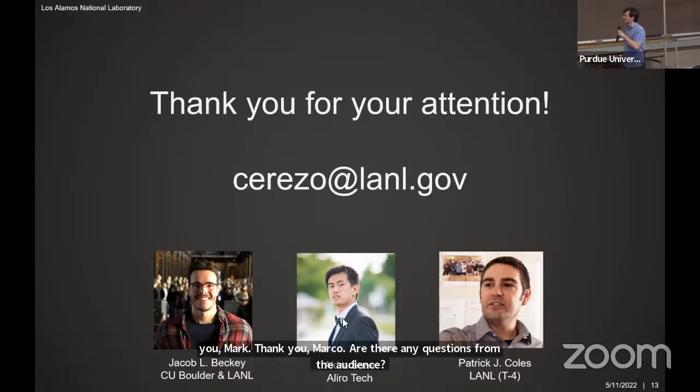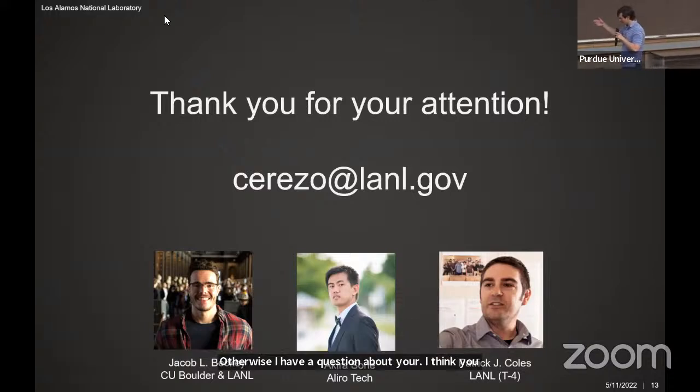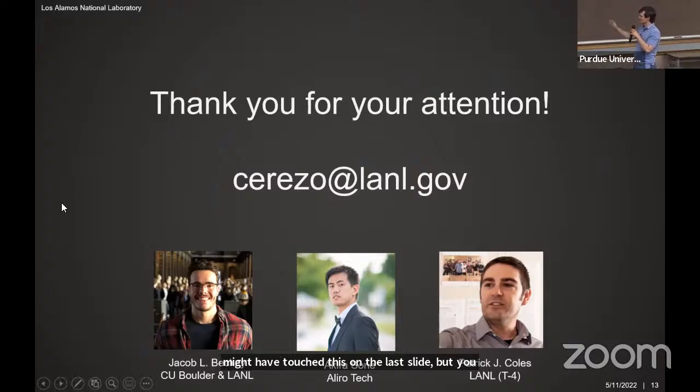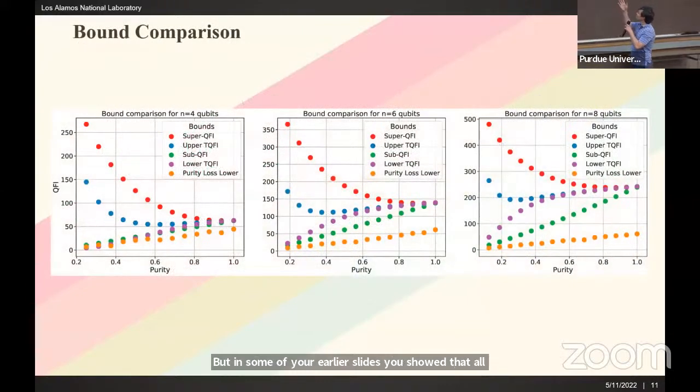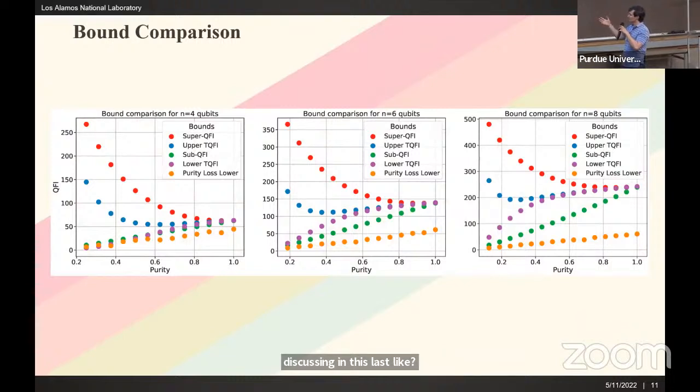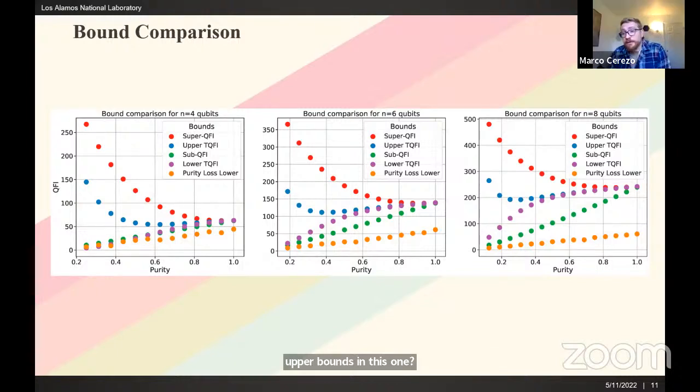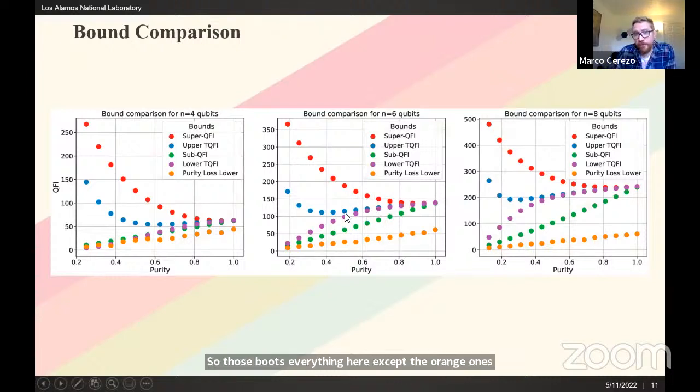Otherwise, I have a question about your, and I think you might have touched on this on the last slide, but you talked a lot about the upper or the lower bound, but in some of your earlier slides, you showed that all the global extrema match. Is that what you're discussing here in this last slide? Did you use that extra information of lower bounds and upper bounds in this one, or is this other people's work and you're going to continue with the sub QFI for upper? Right. So those bounds, everything here except the orange ones are bounds that we propose, both lower and upper bounds.